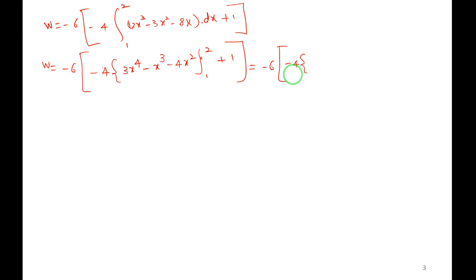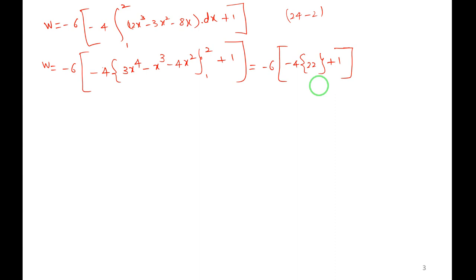If I substitute upper limit 2, I am getting 24 here. I'll write 24 here, minus lower limit. I'll substitute 1, press calculate, and I'm giving lower limit as 1. So I'm getting minus 2. Upper limit minus lower limit: 24 minus minus 2 means 22 I'm getting here. Plus 1. Minus 4 into 22 is minus 88 plus 1, minus 87 into minus 6.